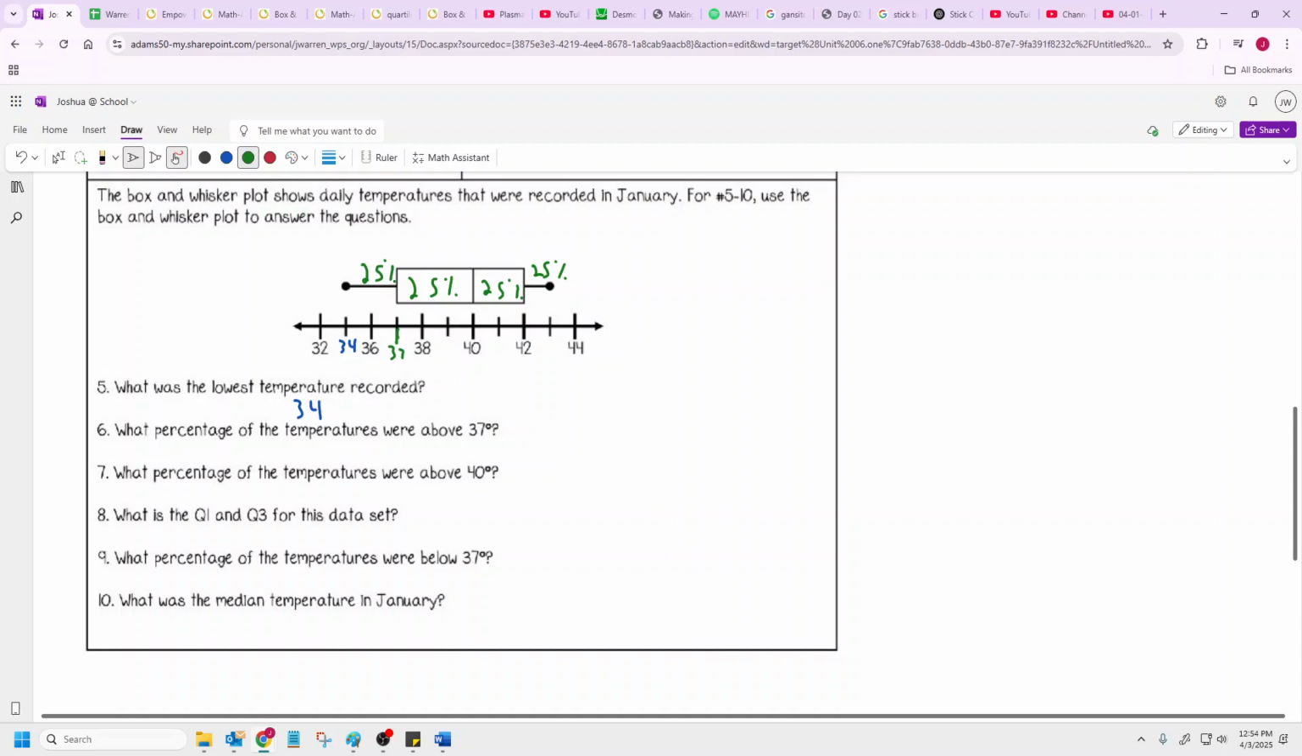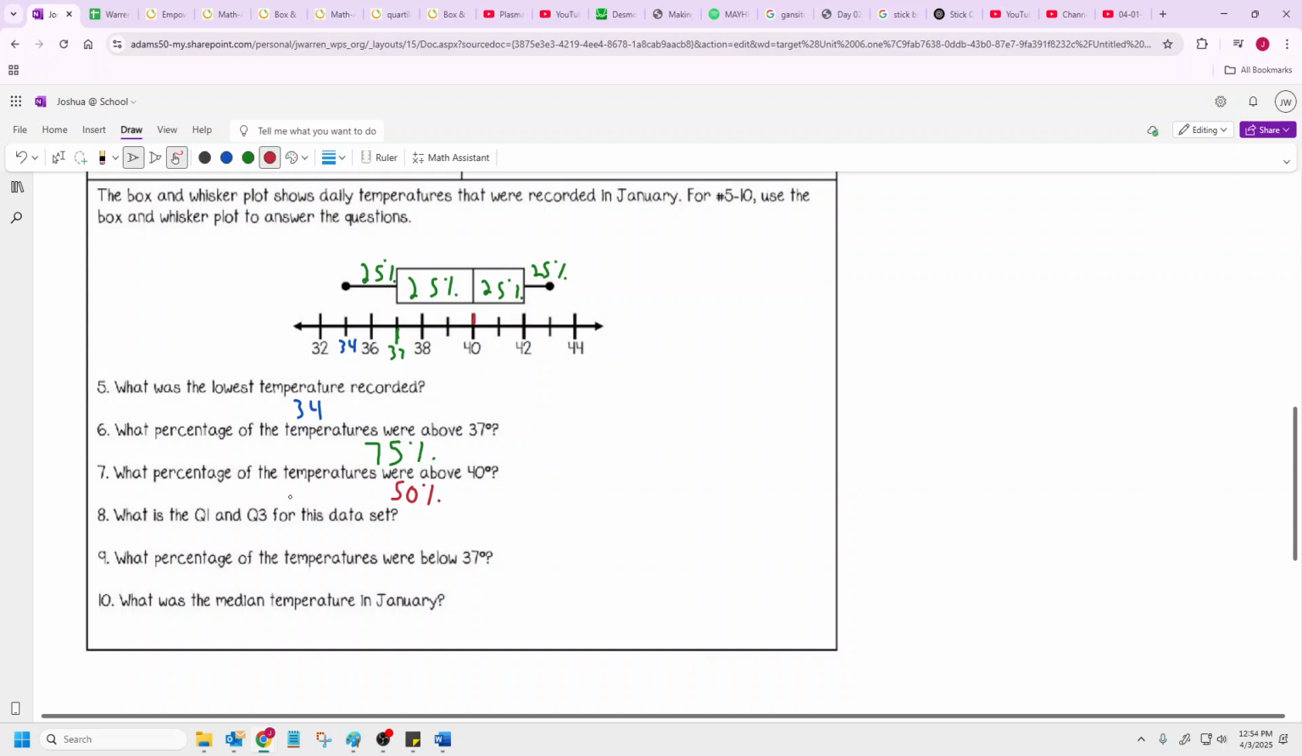How much does 3 quarters make? Hopefully you know this quickly. It's 75. So 75%. So what percentage of temperatures were above 37? Well, 75%. Seems pretty straightforward. Now, what percentage of temperatures were above 40? Well, here's 40. How many quarters do I have above it? I have 1, 2. So that is 50%. 50% is above 40 degrees.